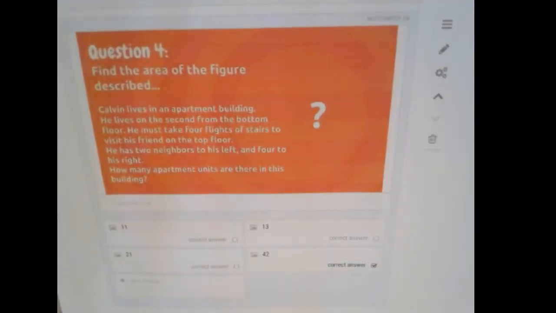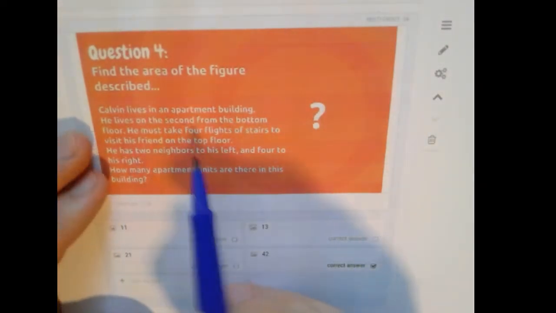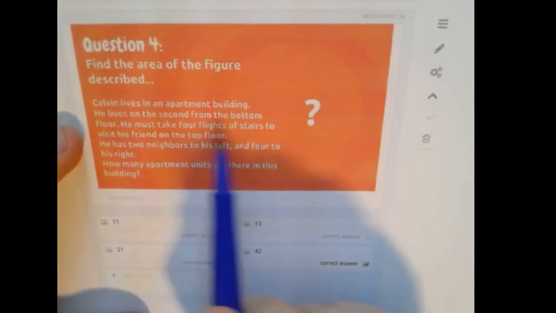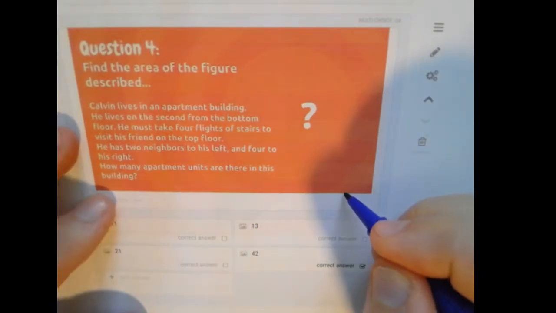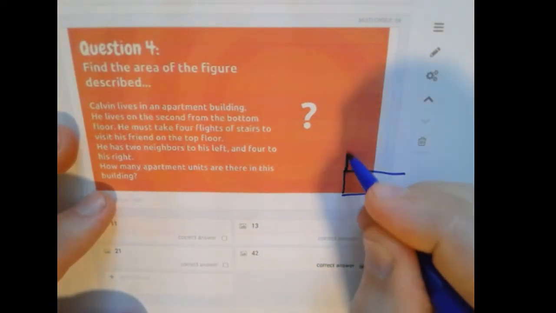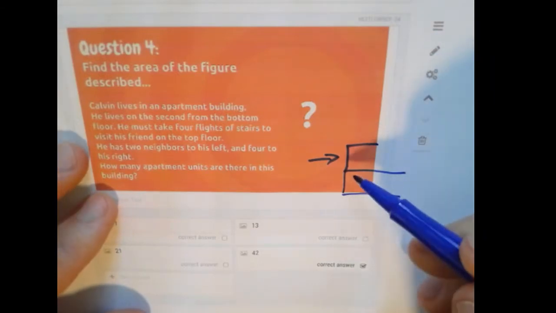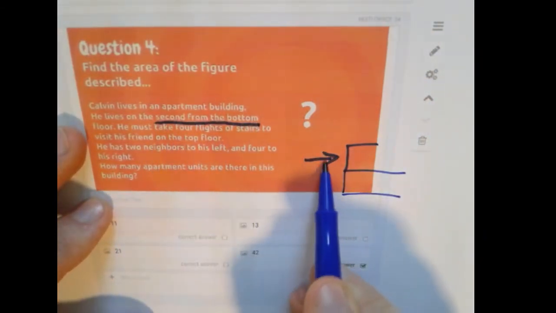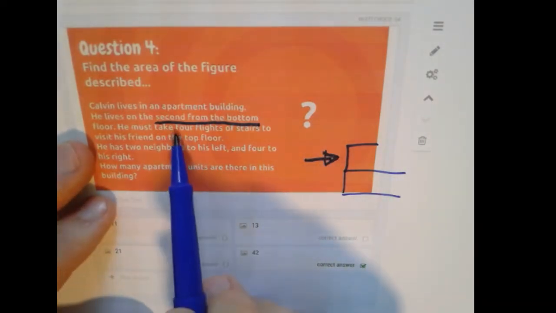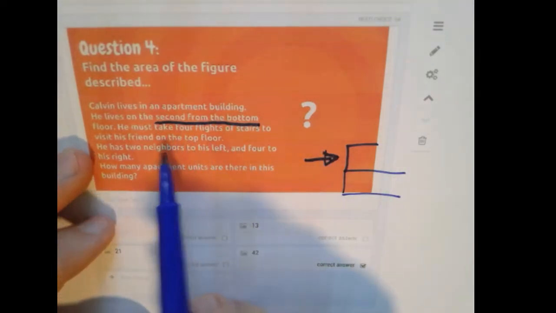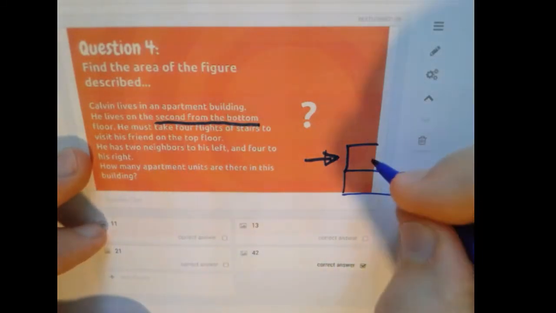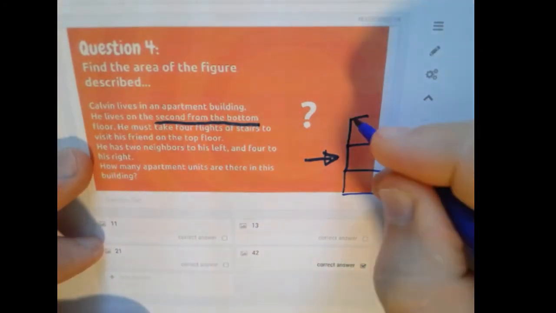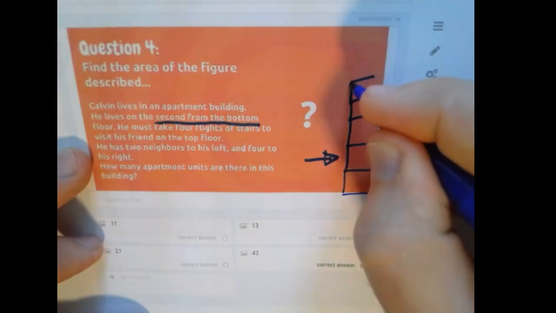All right, last one. Find the area of the figure described. So Calvin lives in an apartment building again. He lives on the second from the bottom. Okay, so if this was the bottom floor, he would live on the second from the bottom. So that's going to be this floor here. And he has to take 4 flights of stairs to reach his friend who is on the top. Okay, so that would be 1, 2, 3, 4.